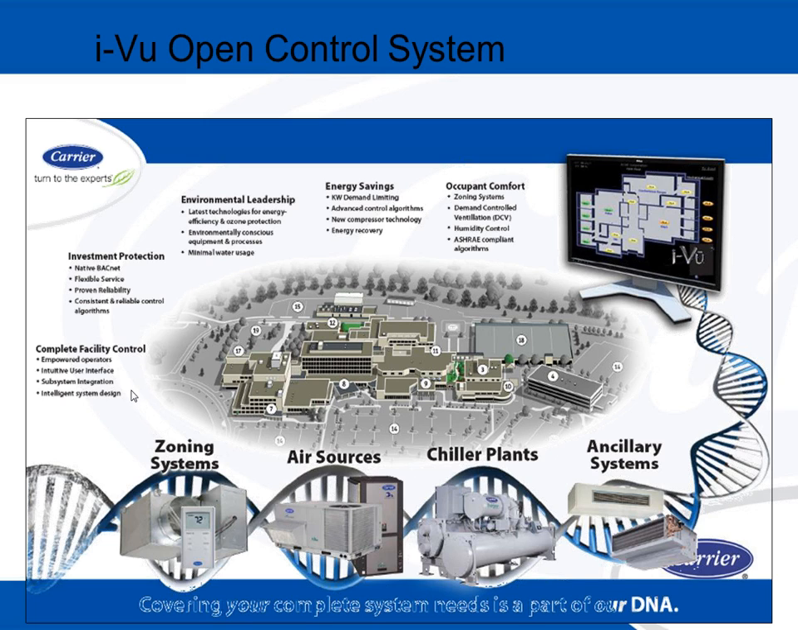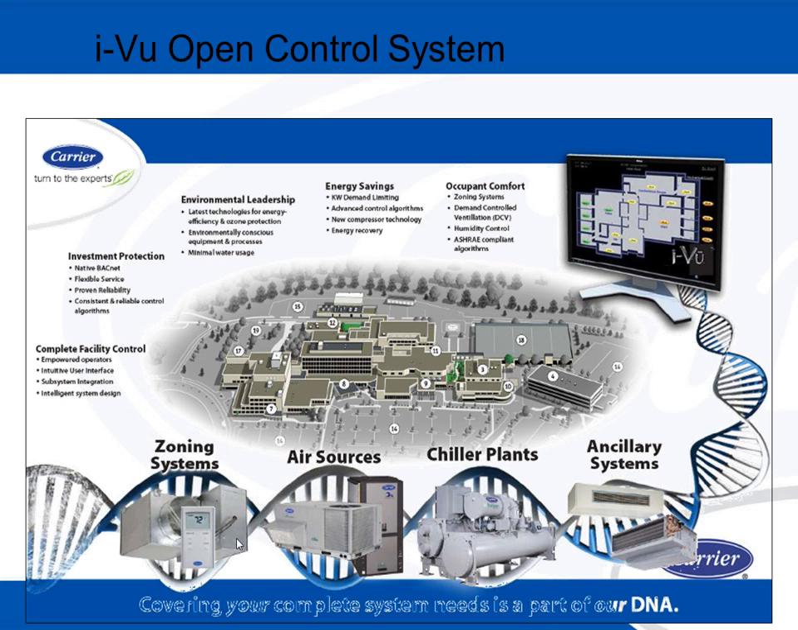With the iView control system, you can control many different devices. In 2009, Carrier released our VVT and water source heat pump control systems. We have now added VAV zoning, air sources, chiller plants, and ancillary systems such as fan coils and univents to create a total system offering.